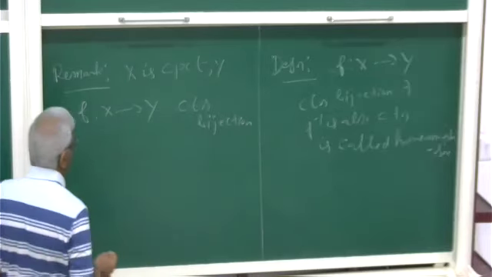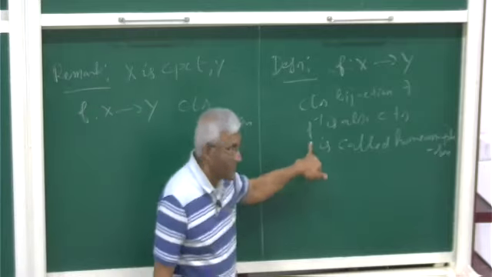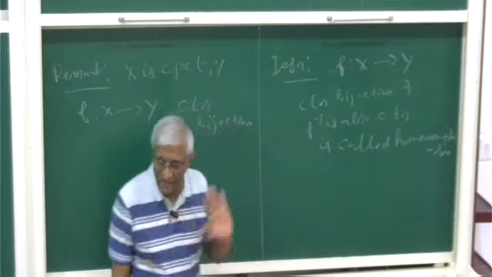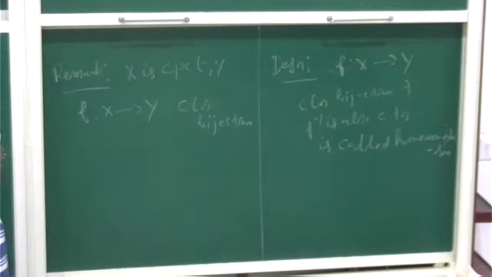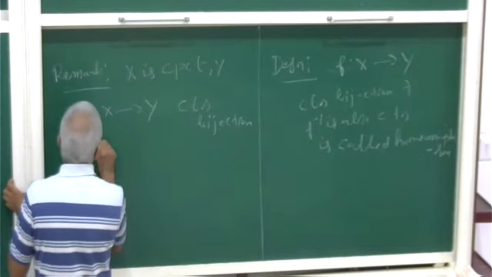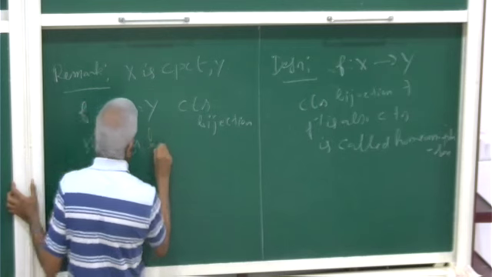A continuous bijection such that the inverse is continuous. You don't need this condition when X is compact. That's what this says: if F is a continuous bijection, then F is a homeomorphism.